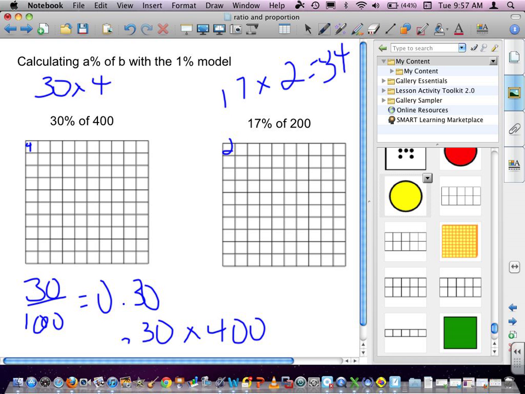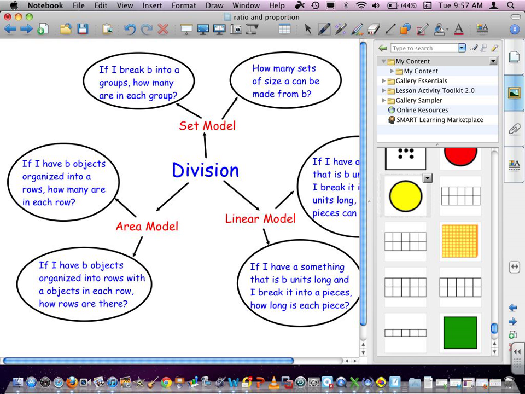Okay, so now we're going to do the quick and dirty version of division.